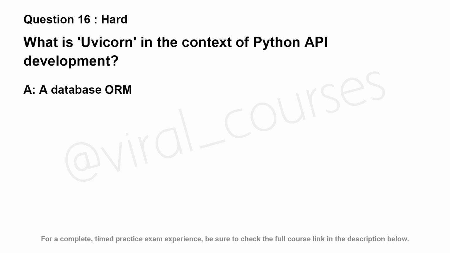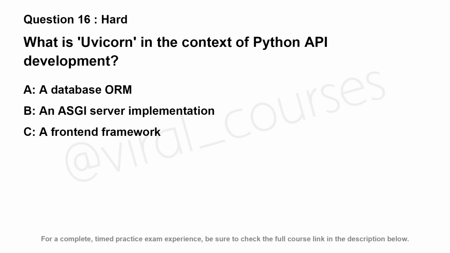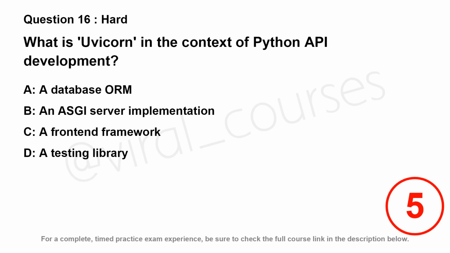What is Uvicorn in the context of Python API development? Option A, a database ORM. Option B, an ASGI server implementation. Option C, a front-end framework. Option D, a testing library.